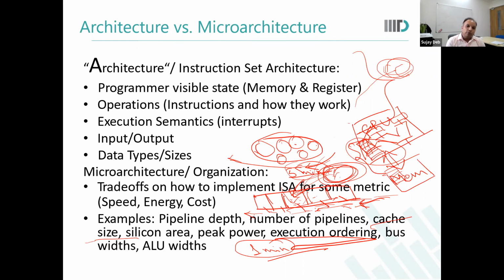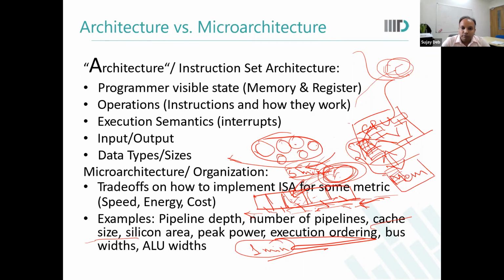Now, when you try to design that hardware, that is where the microarchitecture or organization comes in. And there you take decisions based on several trade-offs associated with speed, energy, and cost. Based on that, you take a call, and you figure out what will be the best implementation for your scenario in the most optimal way.